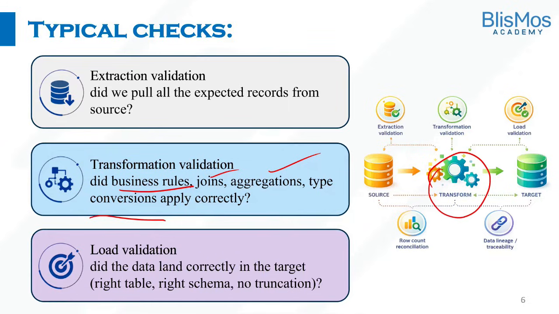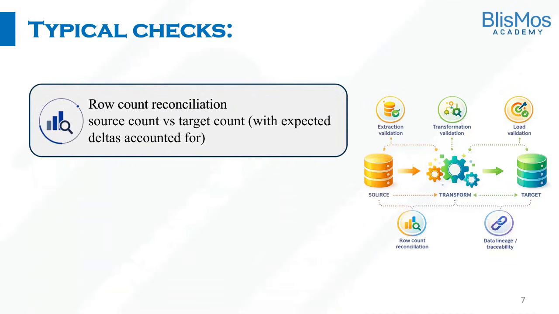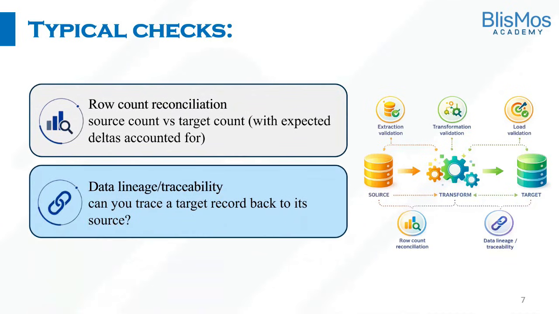In other words, did we pick up the right data? Did we do the right thing with the data? And did we drop the right data at the right address? Even though we validate extraction, transformation, and load, we still need to prove that the entire journey reconciles end to end. That is where we get into reconciliation and also traceability.